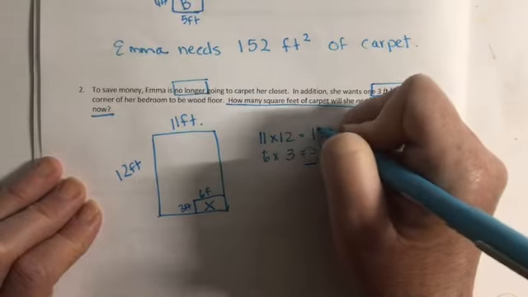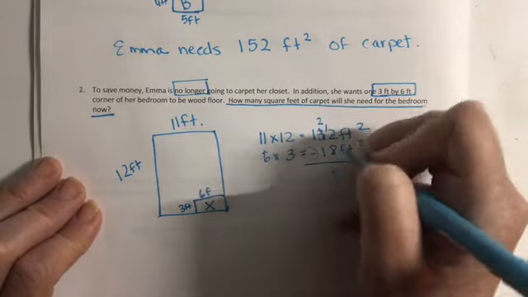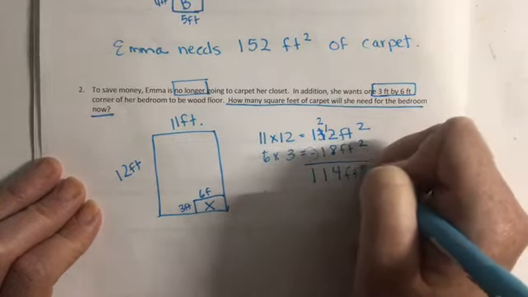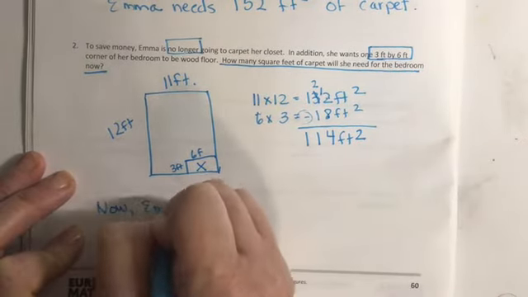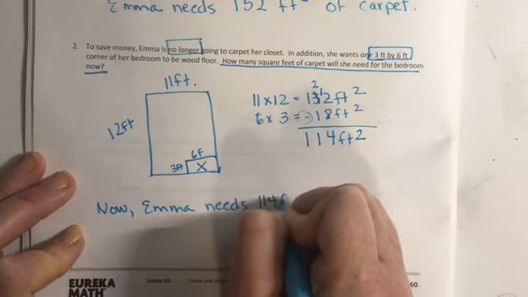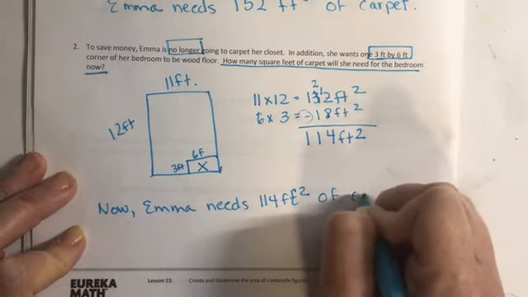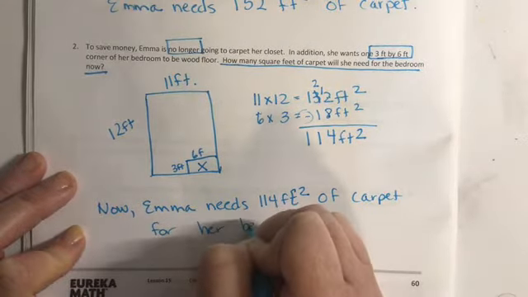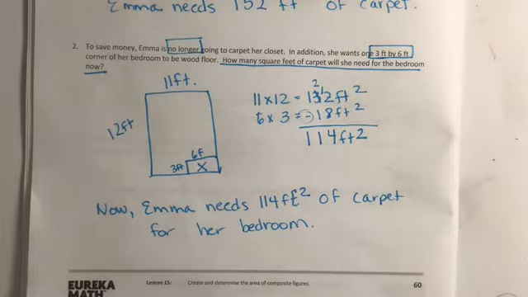So 2 minus 8, can't do that, so we're gonna borrow. 12 minus 8 is 4. 2 minus 1 is 1 and 1. Feet squared. Let's write that as a sentence. Now, Emma needs 114 feet squared of carpet for her bedroom. Okay, give me a second to copy that down.